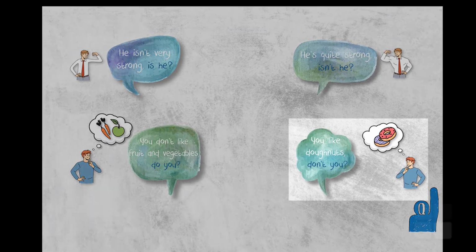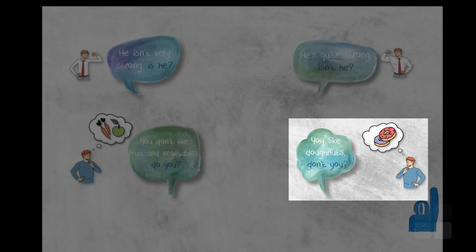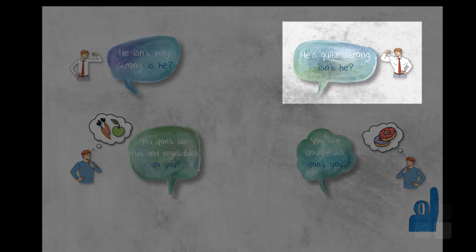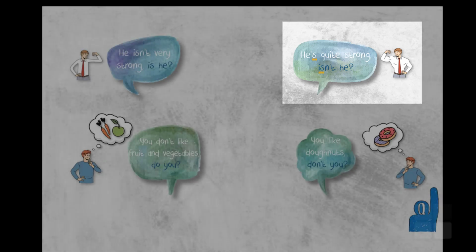For example, you like donuts. There is no auxiliary verb here, only the main verb, like. That's why I have used the auxiliary verb don't in the question tag. You like donuts, don't you? In contrast, in the sentence, he's quite strong, there is an auxiliary verb, the verb to be. So in the question tag, I use this same verb, putting it in the negative. He's quite strong, isn't he?